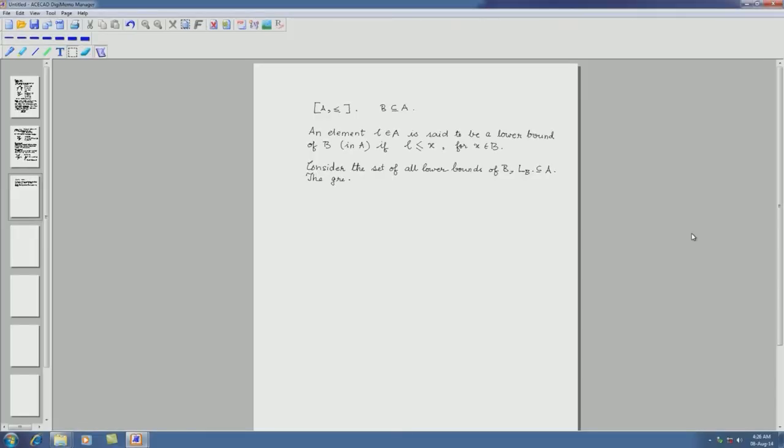The greatest lower bound of B is the greatest element of L sub B.